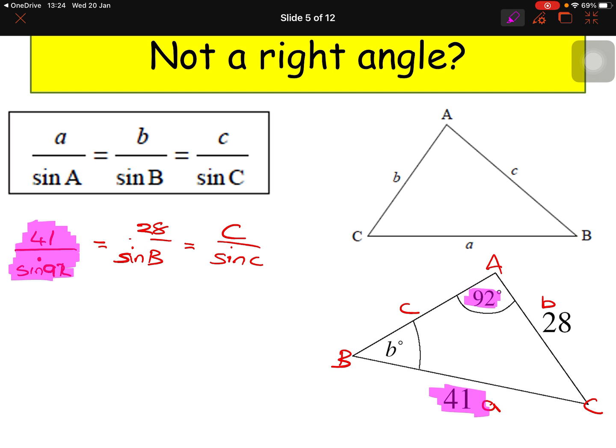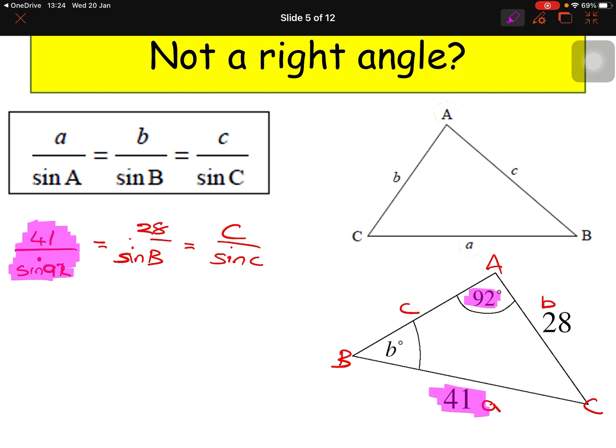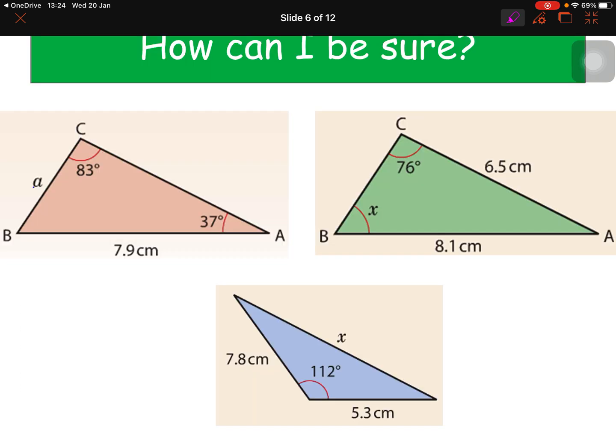What we need to get used to is getting these set up so that they will work for us. So what you have to make sure each time is that you can see a matching pair. If there's no matching pair, we cannot use sine rule.